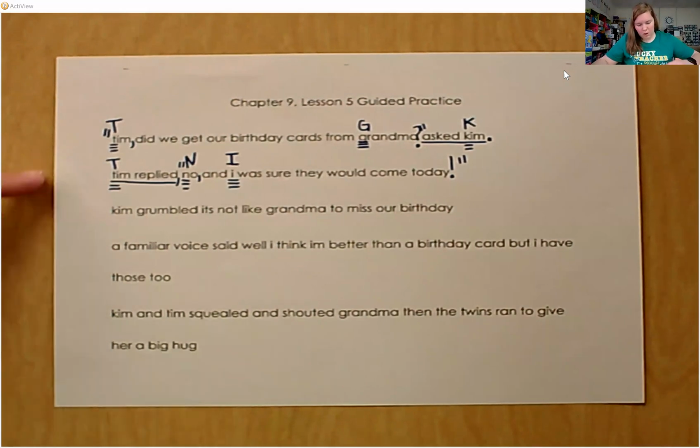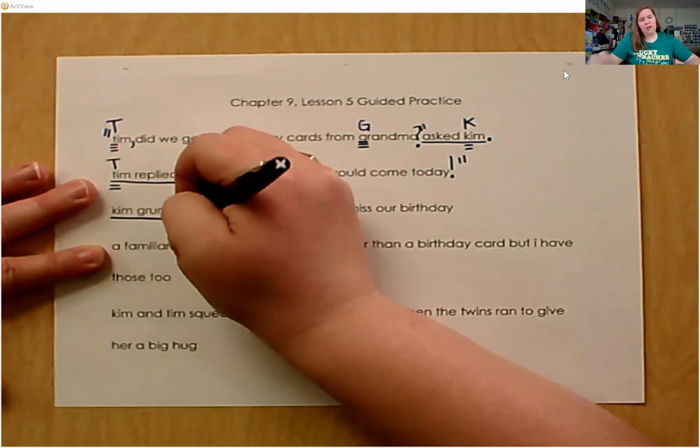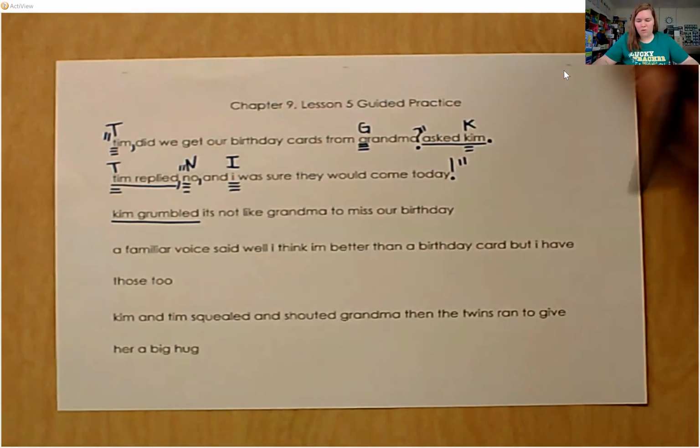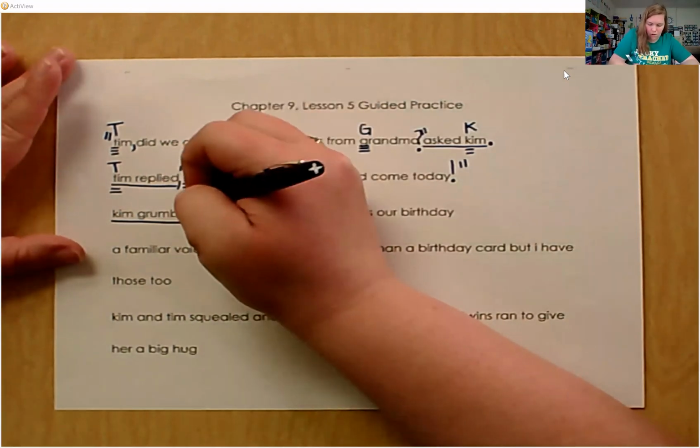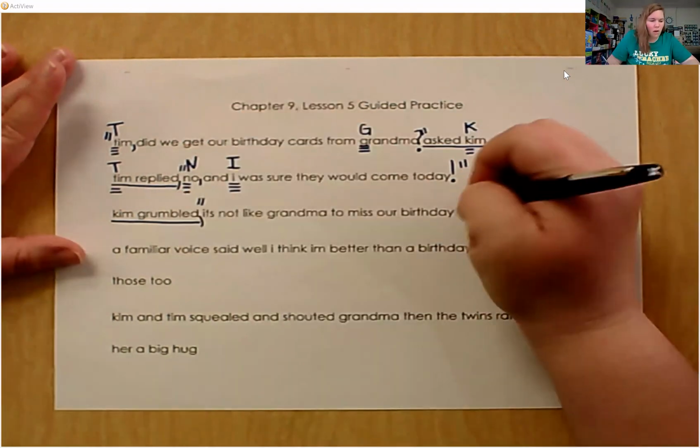All right, now we're going to a new line. That means Tim's done talking. This line says, Kim grumbled, "It's not like Grandma to miss our birthday." Who's talking now? Kim. What are the explanatory words? Kim grumbled. So again, this is a beginning explanatory word. So we put a comma and start our quote. And then the quote goes all the way to the end.